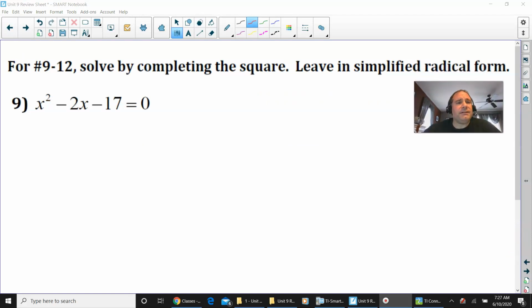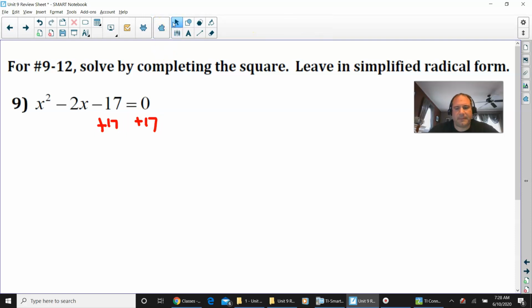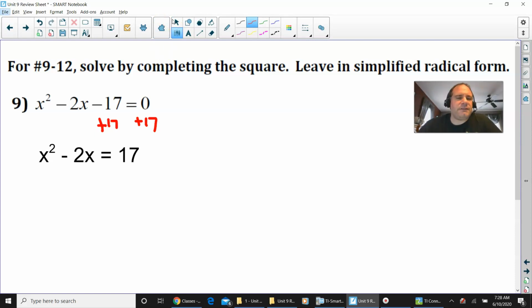Okay, solve by completing the square. Leave in simplified radical form. So, remember, it's really important to take that C, if there is one, and bring it over. And once you do, you add 17 to both sides, and you get x squared minus 2x equals 17.